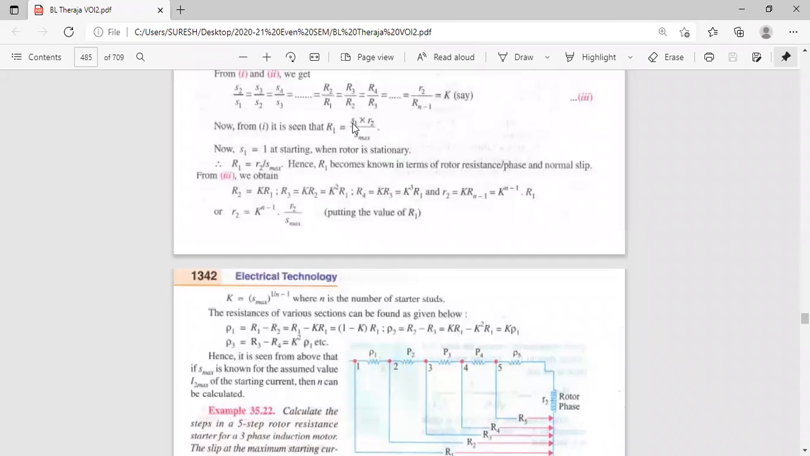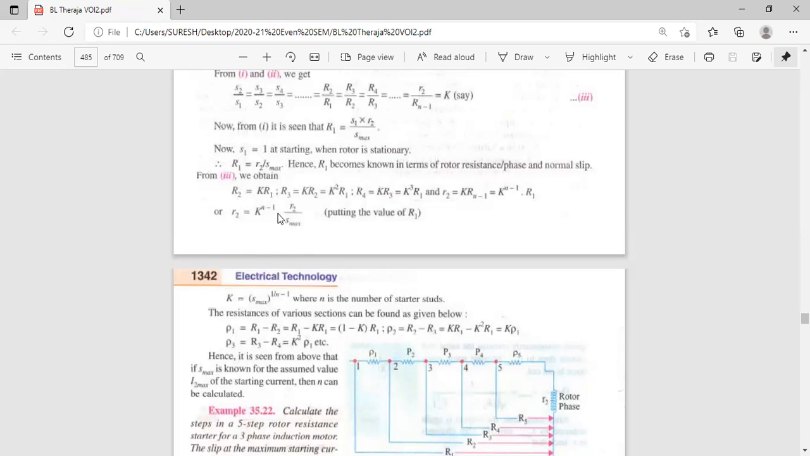During starting, what is this? During starting, speed is 0. If N is 0, S is equal to Ns minus N by Ns, so S1 is equal to 1. Write a note point if you get confusion here: S1 is equal to 1 during starting. In place of R1, they are substituting R2 by S max. This is a very important formula. We'll use it in the problems.